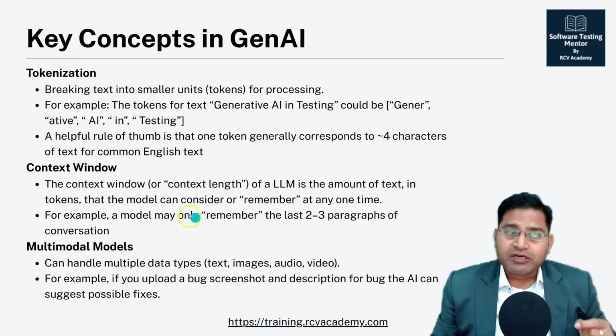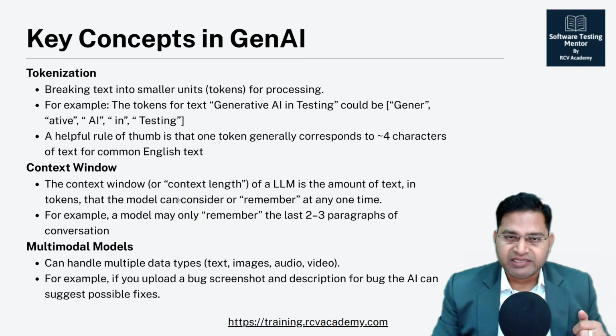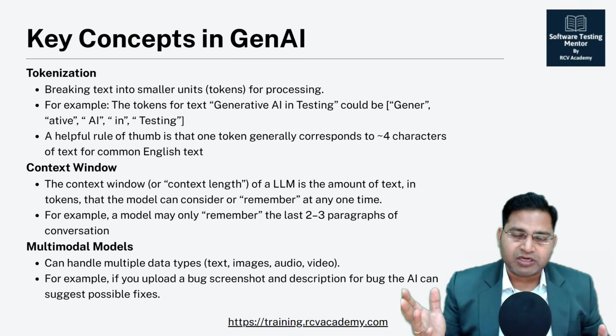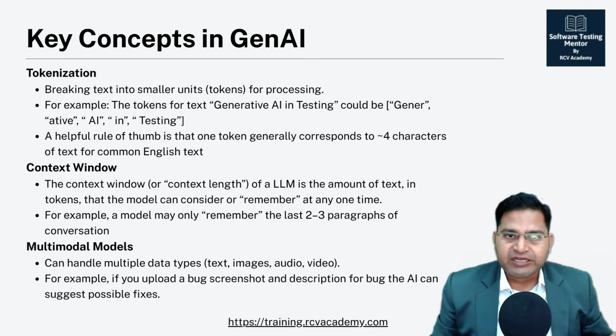Now, why is the context window important? Because if I remember what you asked initially, and you are asking something after the context window has exceeded, I'll start forgetting the initial context. In those cases hallucinations will occur, because I don't have any context or remembrance of what you asked initially. So based on the general ability of the large language model, it will start replying and generating the content, and that's where the context window becomes really important.